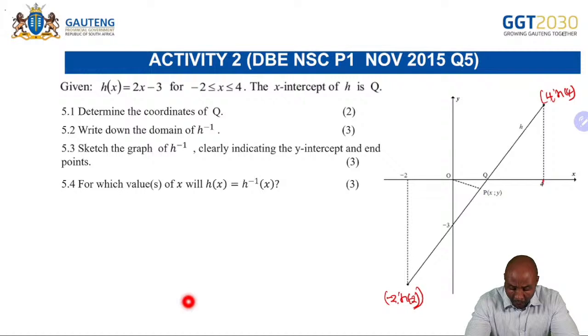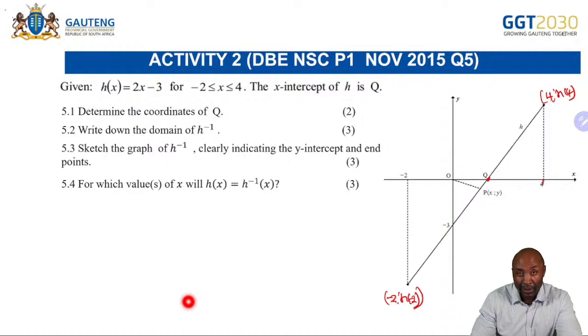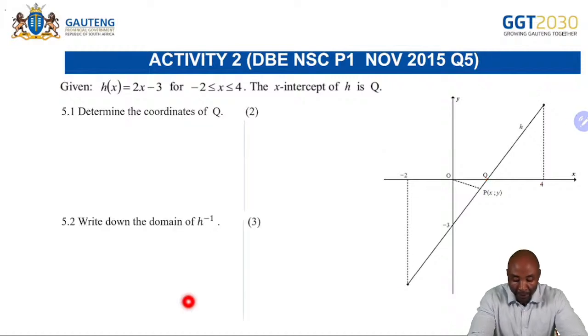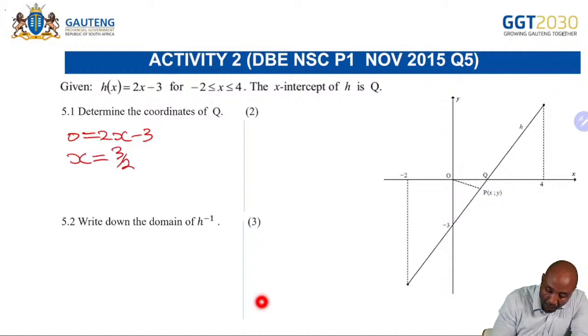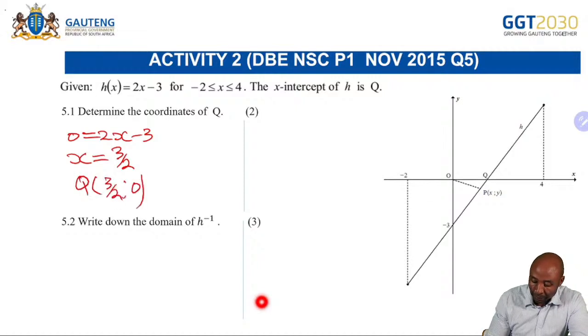Now, moving from there, those are our endpoints. If you look at Q, Q is our x-intercept. How do we get the x-intercept of a linear function? We are going to let h of x be 0, and we solve the equation there. This will give us 0 is equal to 2x minus 3, and we will get our x as 3 over 2. So the coordinates of Q will be 3 over 2 and 0.